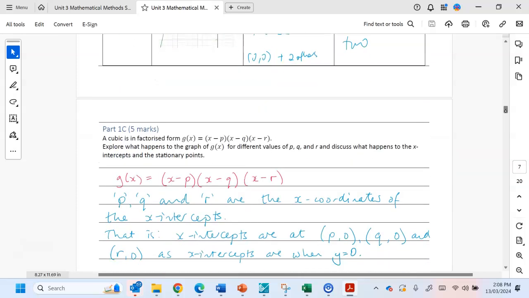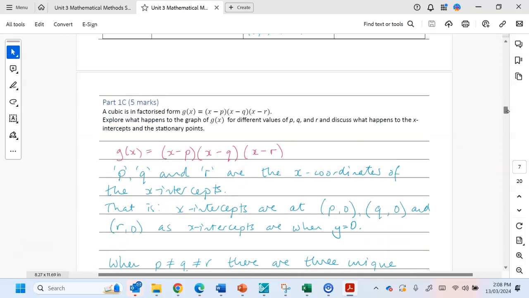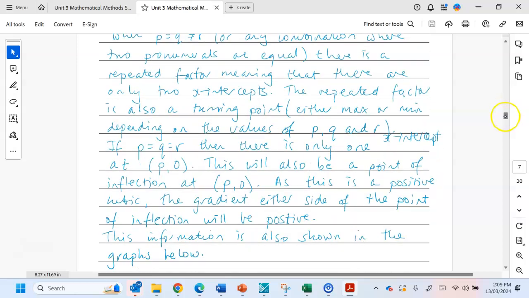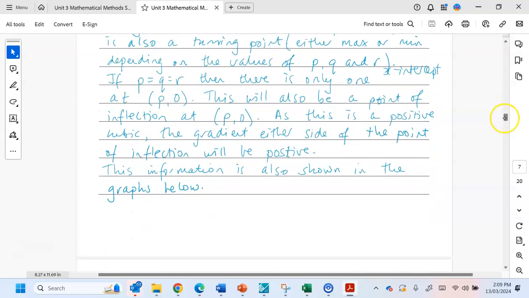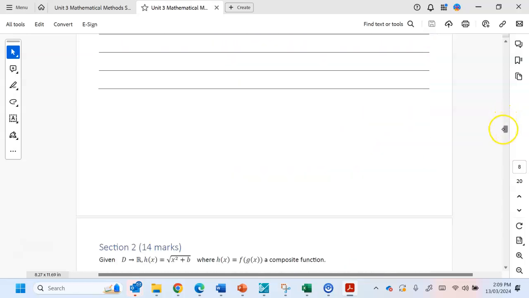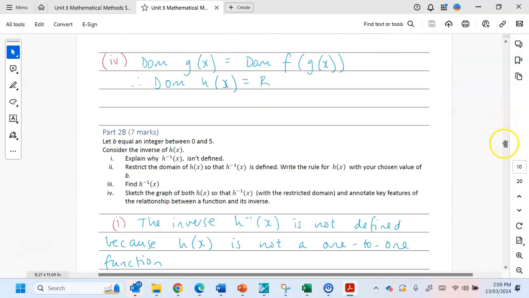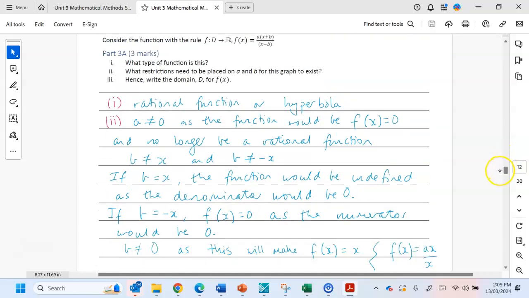So just different parts. A cubic, explore what happens to the graph of g of x for different values of p, q, and r. So what's happening if p, q, and r are different? What if p and q are the same? What if p, q, and r are all the same? So different things like that. What if they're 0? So just having an explanation there. Number 2 we just did, so let's scroll.